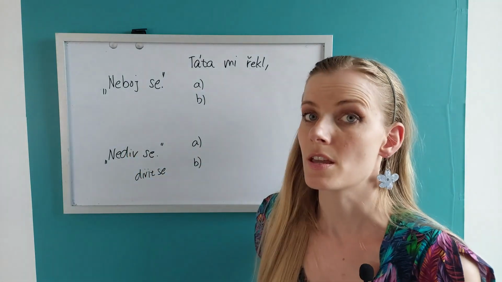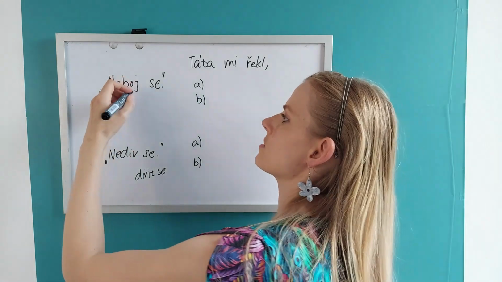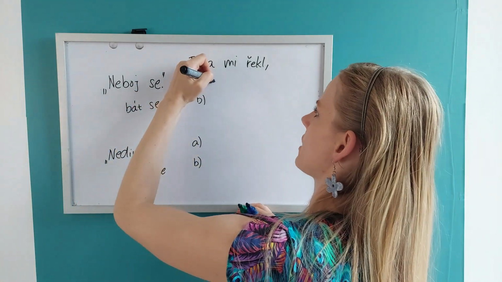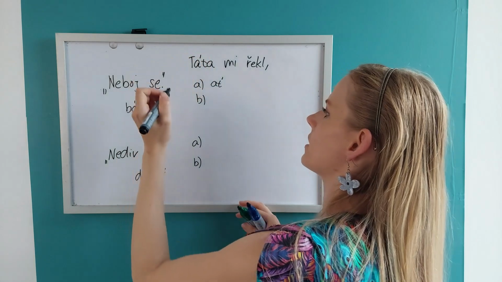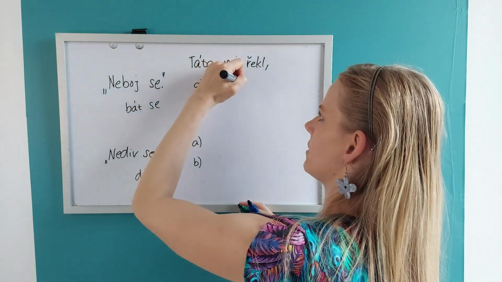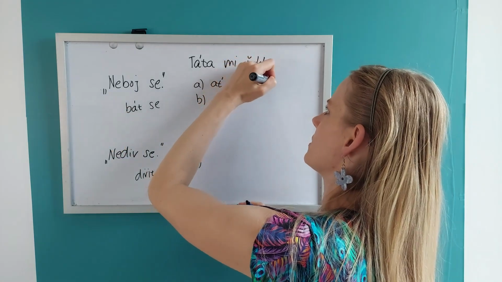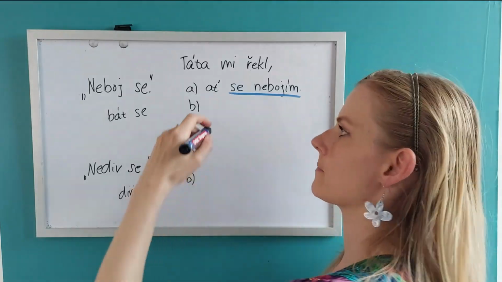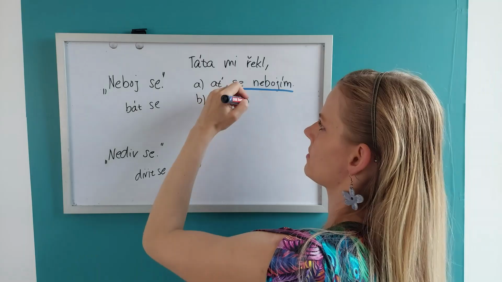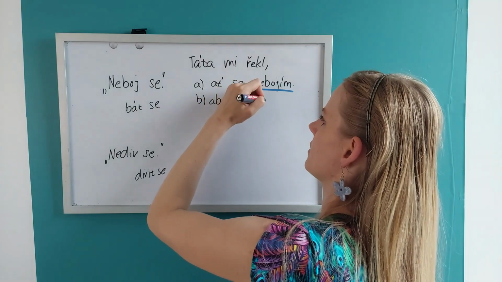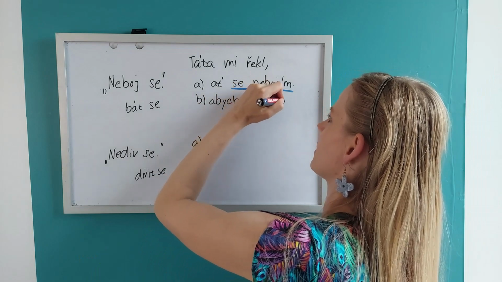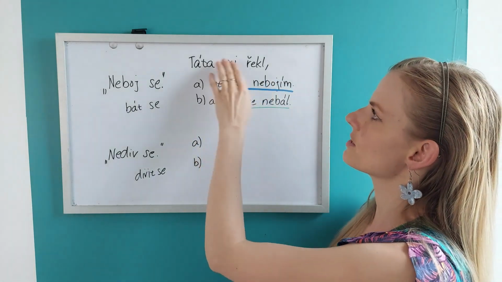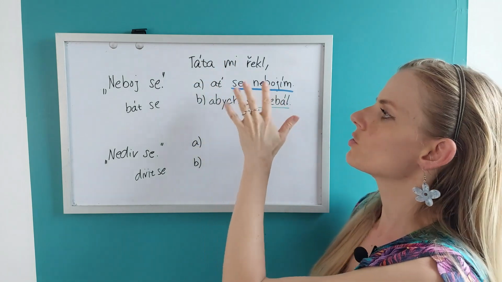Neboj se. We see it's a negative imperative, which means the verb bát se here is imperfective. We will use ať first. Táta mi řekl ať, then we use se, ať se, then we say nebojím. Nebojím is the present tense. Abych, táta mi řekl, abych se, and then we use the past tense, abych se nebál. In the past, this is actually regular. It's only irregular in the present. So this translates to, Dad told me not to be afraid, not to worry.